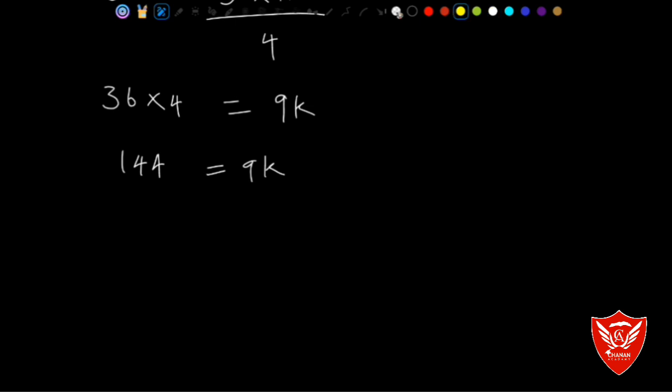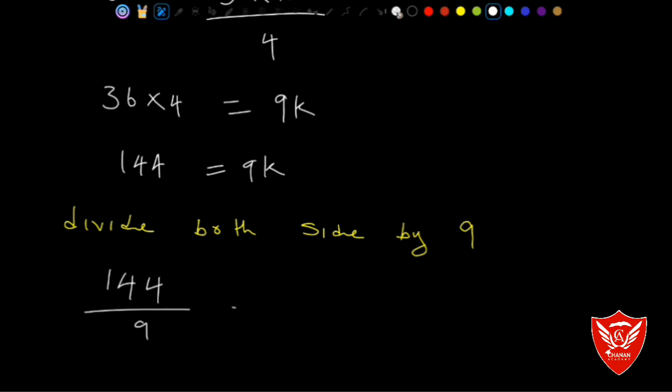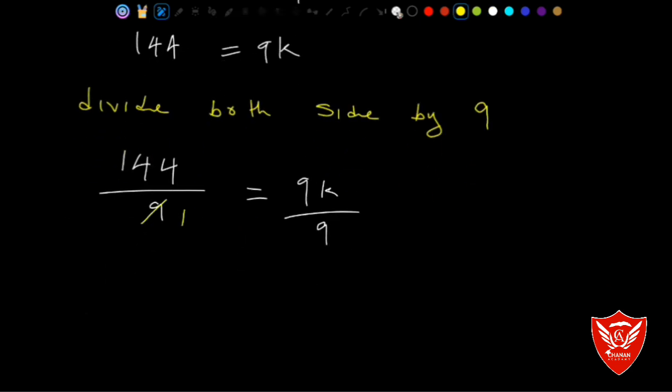The next step is to divide both sides by 9. If we divide both sides by 9, we have 144 over 9 equals 9k over 9. 9 divided by 9 is 1, and 144 divided by 9 is 16. So we have that k is equal to 16. So this is our k.